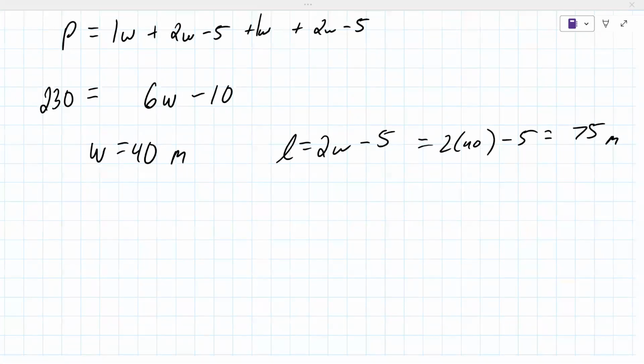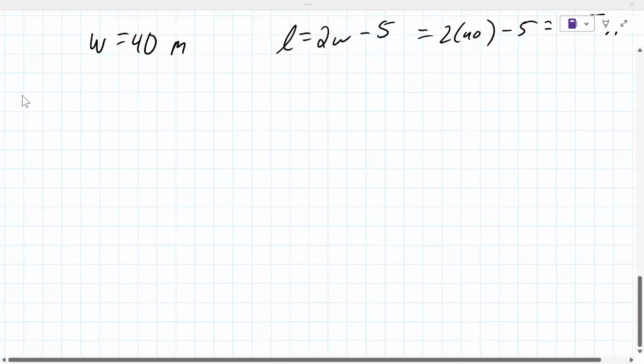These are all word problems, aren't they? Most of them are. A few of them are. Fantastic. All right. Number 11.